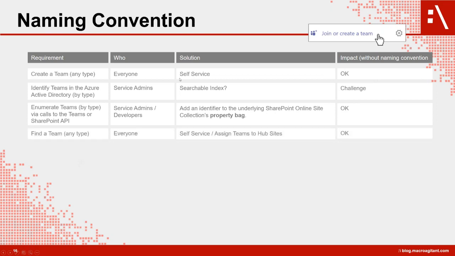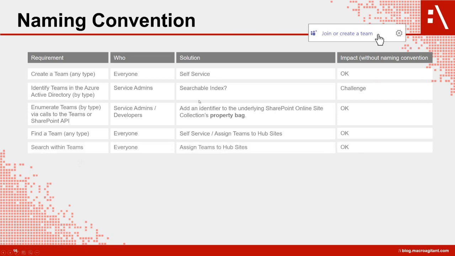We wanted people to find a team by any type. I've already talked about the fact that you can discover teams or create teams natively, so the self-service capability. You can also, and this is what we did, assign teams to hub sites. So if we wanted people to find a customer site, for example, we could say go and run a search in the hub and just switch to the sites vertical within that search, and that will just enumerate the customer sites that match the search term that you've provided. And you could do that with other types of team because they all back onto SharePoint sites.